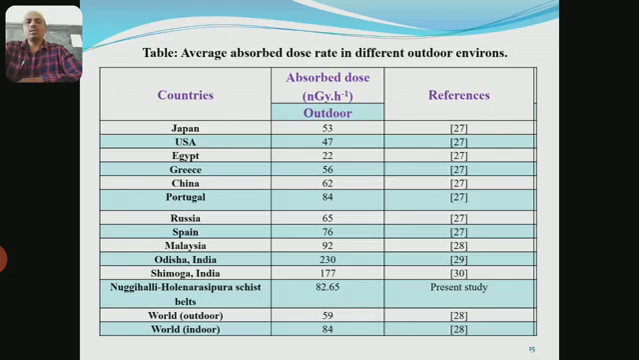If we compare these values with the values of different countries for the outdoor observed dose, the present study has an observed dose rate of 82.65, but in other countries, Japan it is 53, USA it is 47, and Egypt it is 22, etc. In India, Odisha we have 230 nanogray per hour observed dose rate, and in Shimoga we have 177 nanogray per hour. But in our study we get 82.65, which is greater than the world outdoor average observed dose rate, that is 59 nanogray per hour.